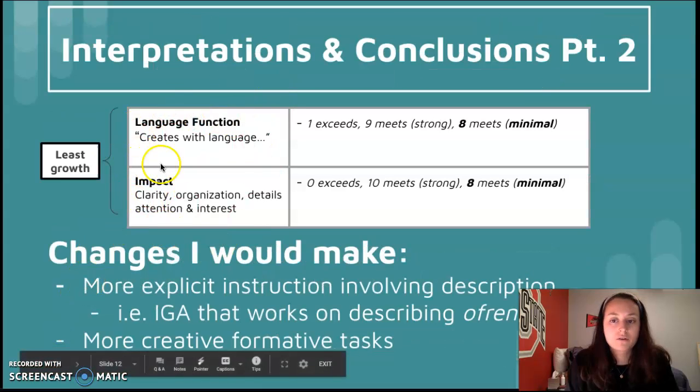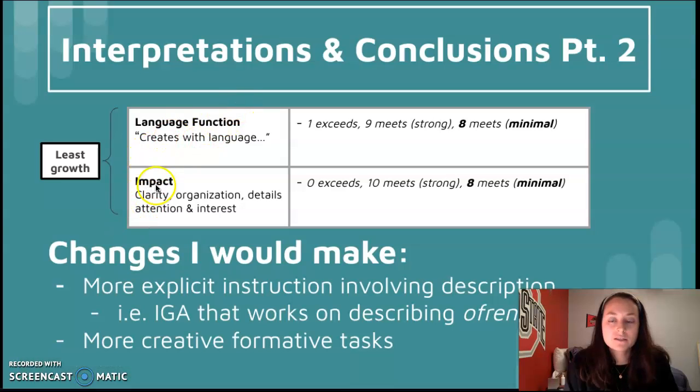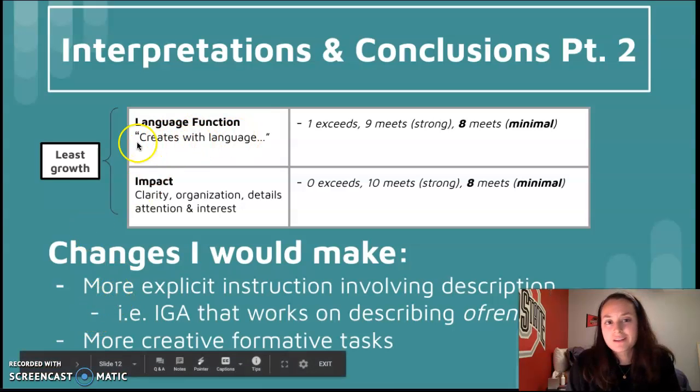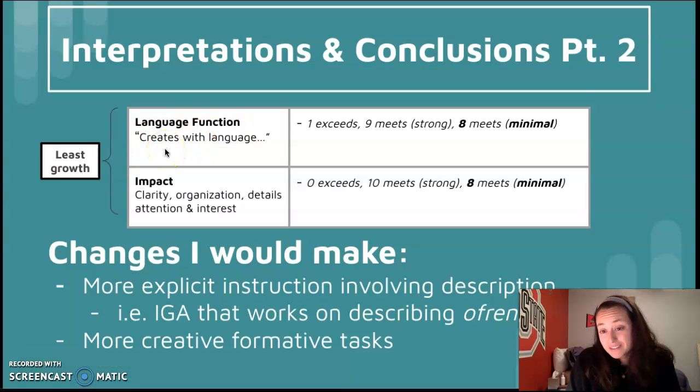Returning to some of these categories in which students experienced less growth, I'd like to discuss some changes I would make to instruction in light of these findings. They did not have a ton of success with respect to language function, specifically creating with language, and some of their answers lacked details and clarity. Changes I would make would be more explicit instruction involving description, how to describe, what language we use to describe, and what a successful description looks like.